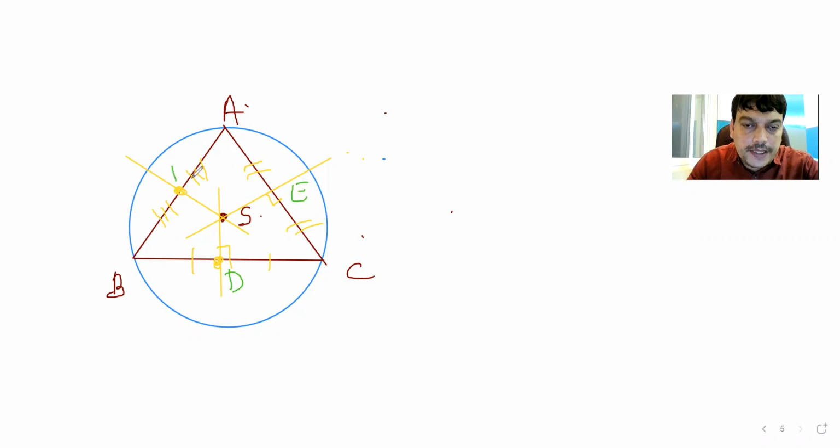So these perpendicular bisectors meet in a point called circumcenter, and for the circle which I've drawn in blue here, this is the circumcircle. S is going to be the center.